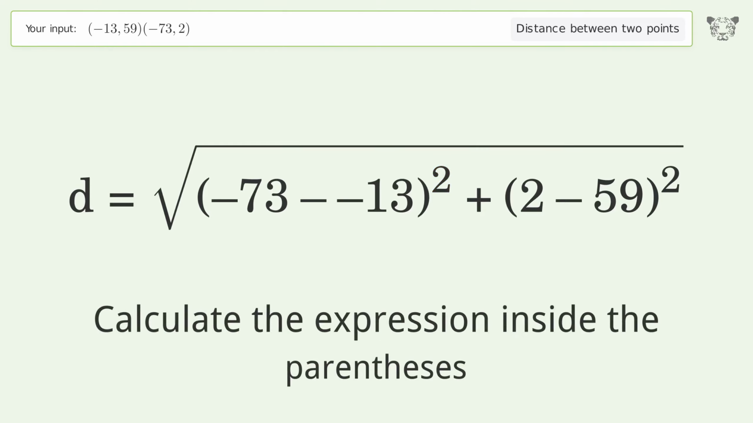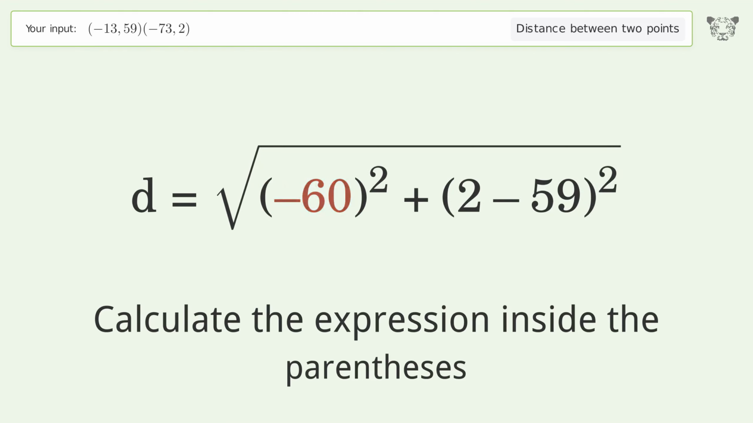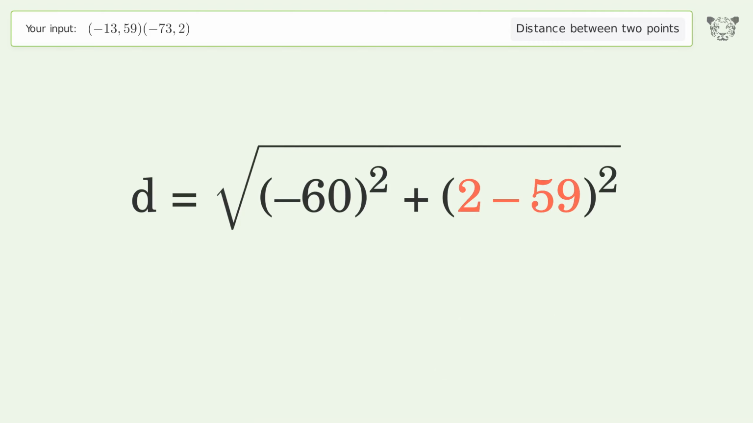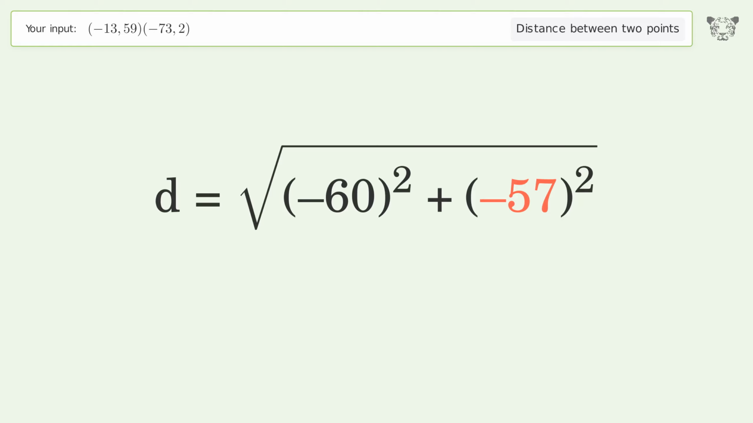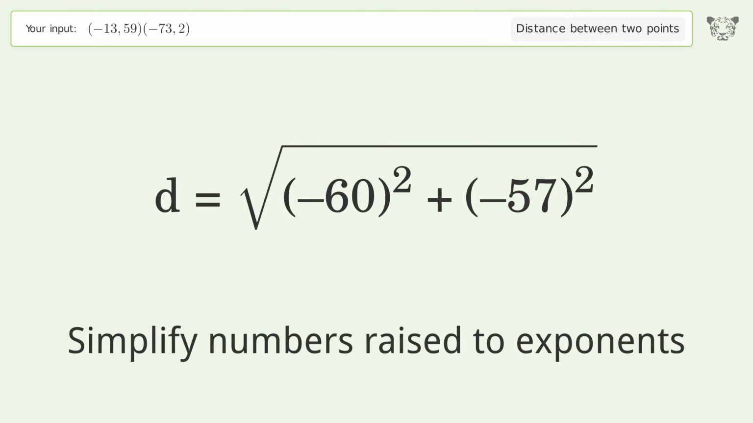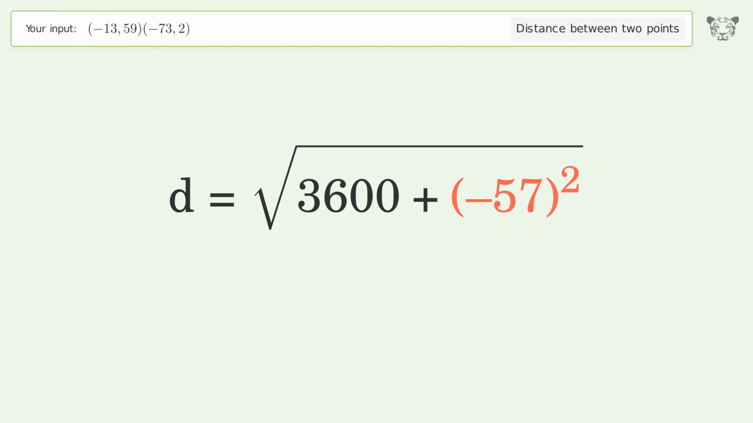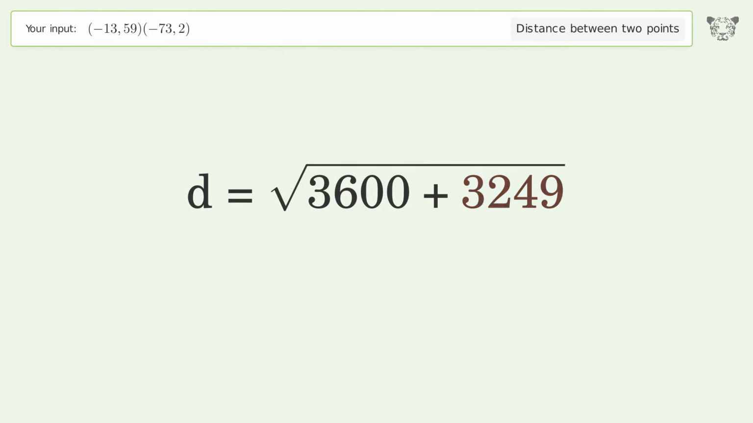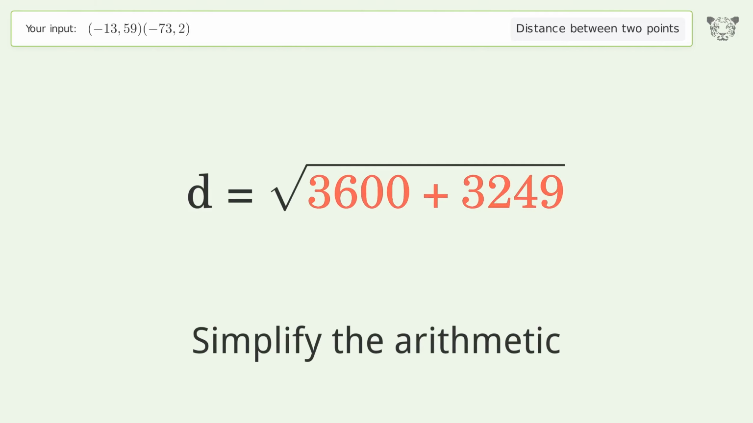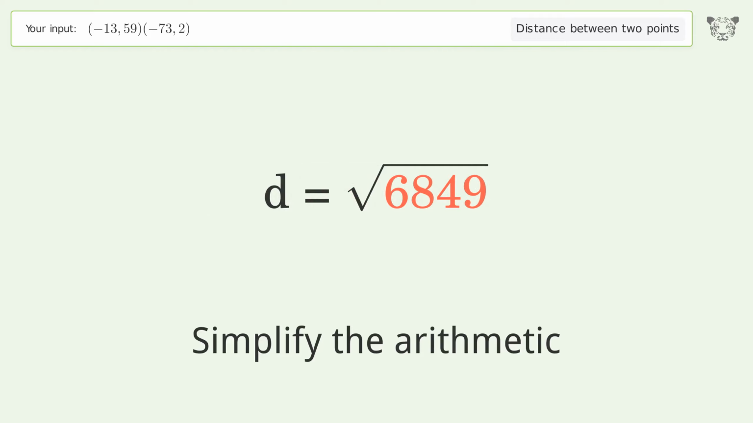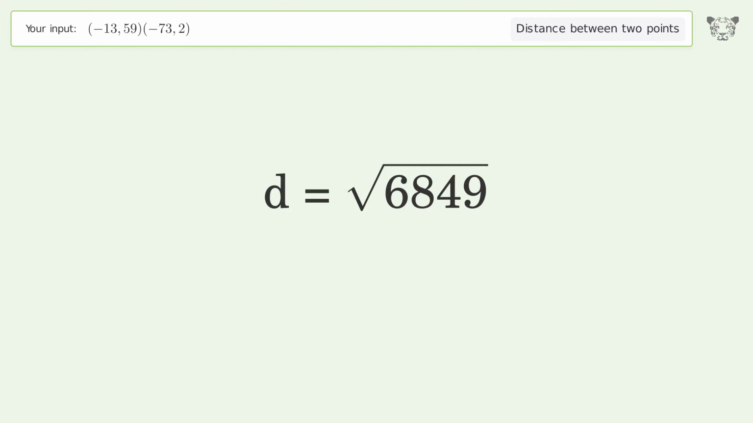Calculate the expression inside the parentheses. Simplify numbers raised to exponents. Simplify the arithmetic. And so the distance between the 2 points is the square root of 6,849, or 82.759.